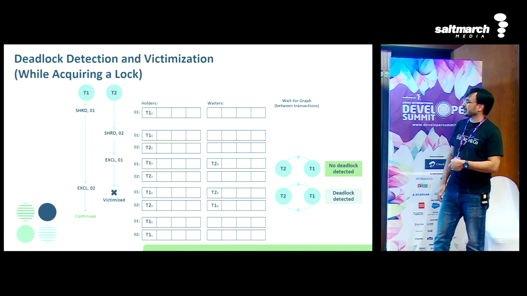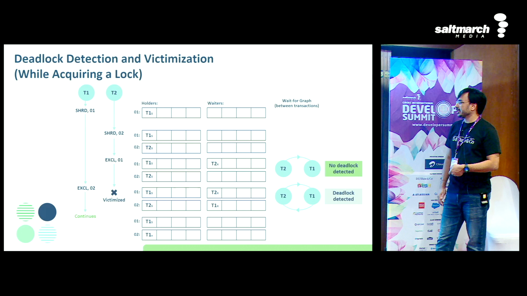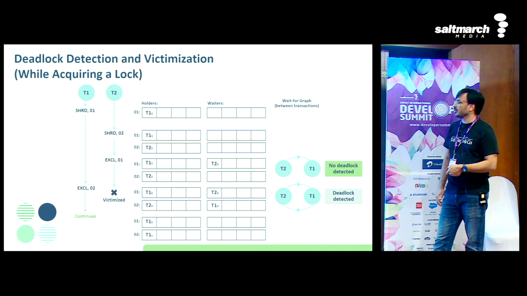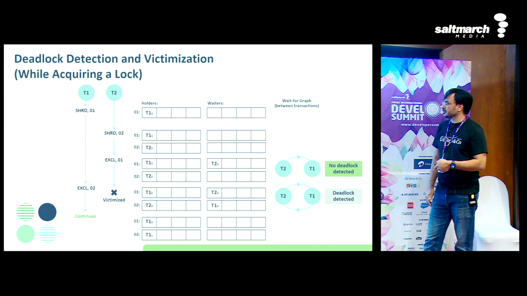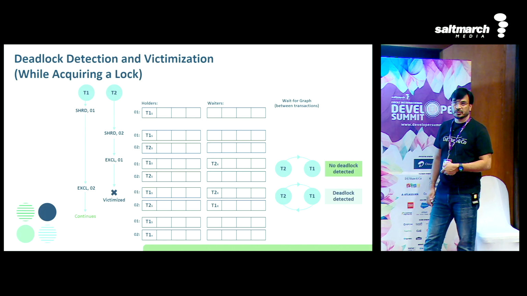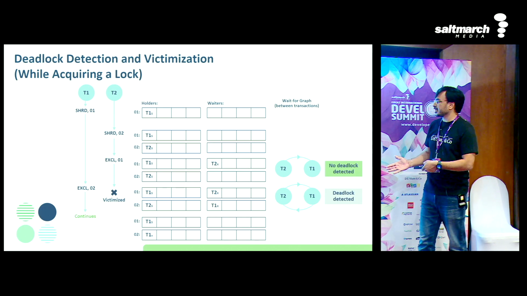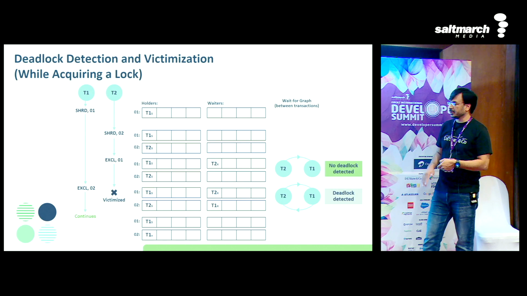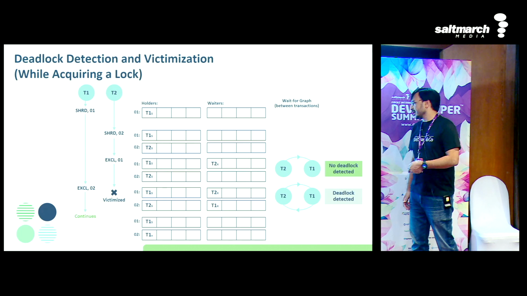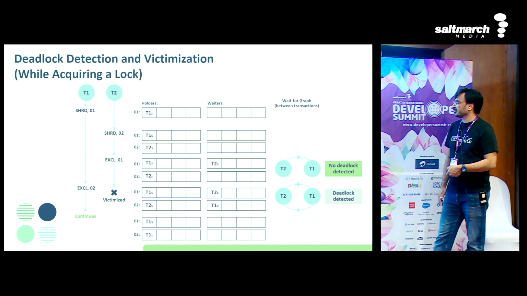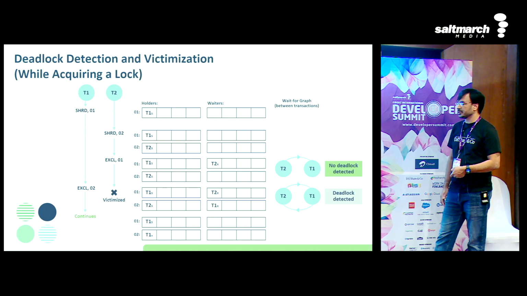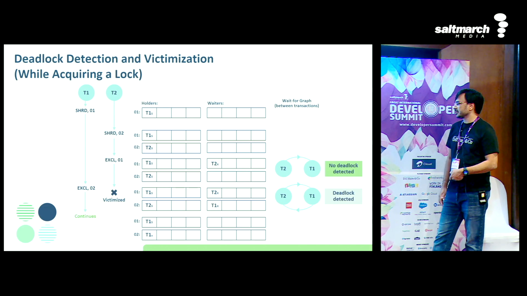And next when T2 comes and requests the O2 lock, T2 also will be given access and T2 will be added into the holders of O2. After that, assume T2 is requesting an exclusive lock, which is out of order, but since it is using that retry strategy, we don't victimize it immediately unless there is a deadlock. So what happens here? If T2 is requesting the O1 exclusive lock, then T2 will be added into the waiters of O1. Next, assume T1 also comes in and requests the exclusive lock on O2. Now T1 will be added into the waiters list of O2.